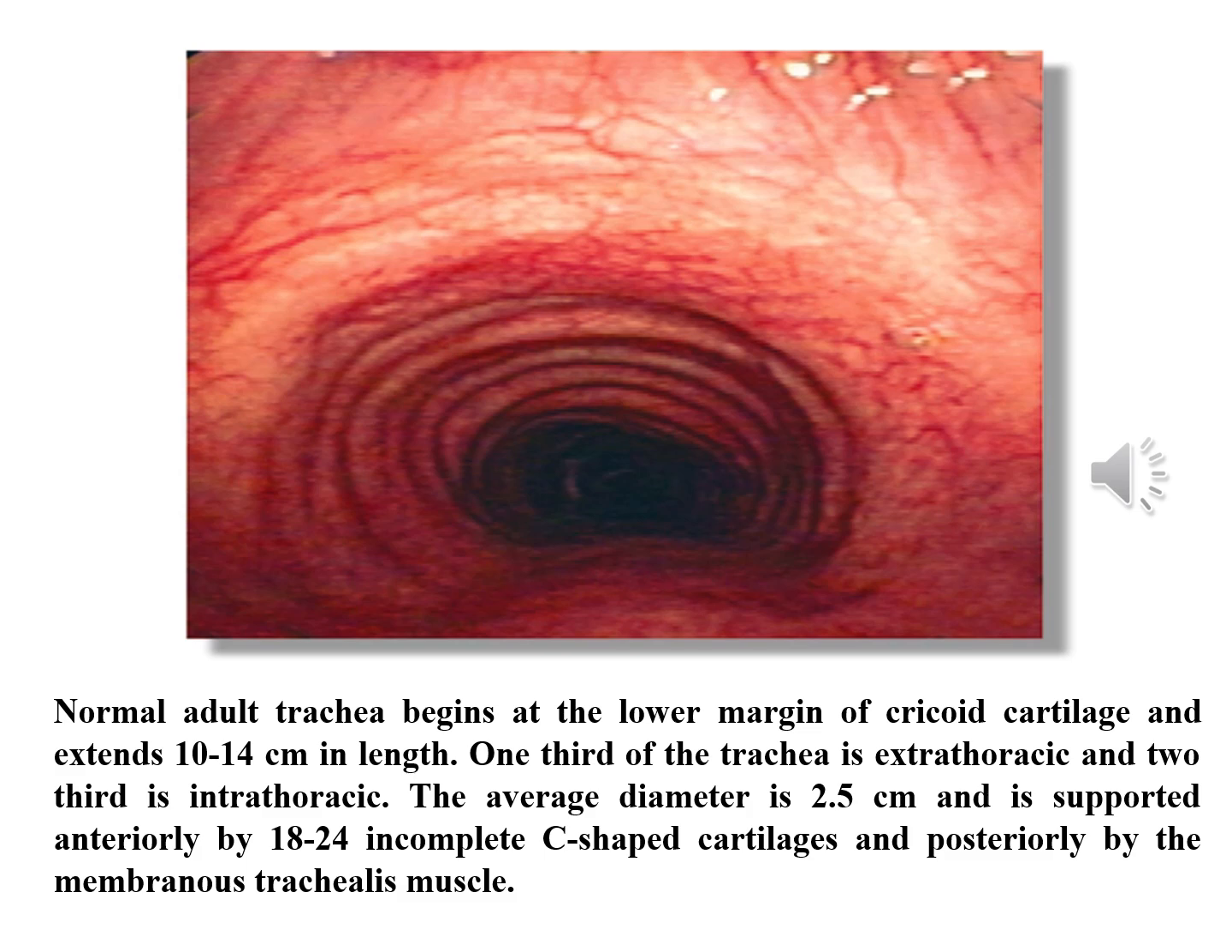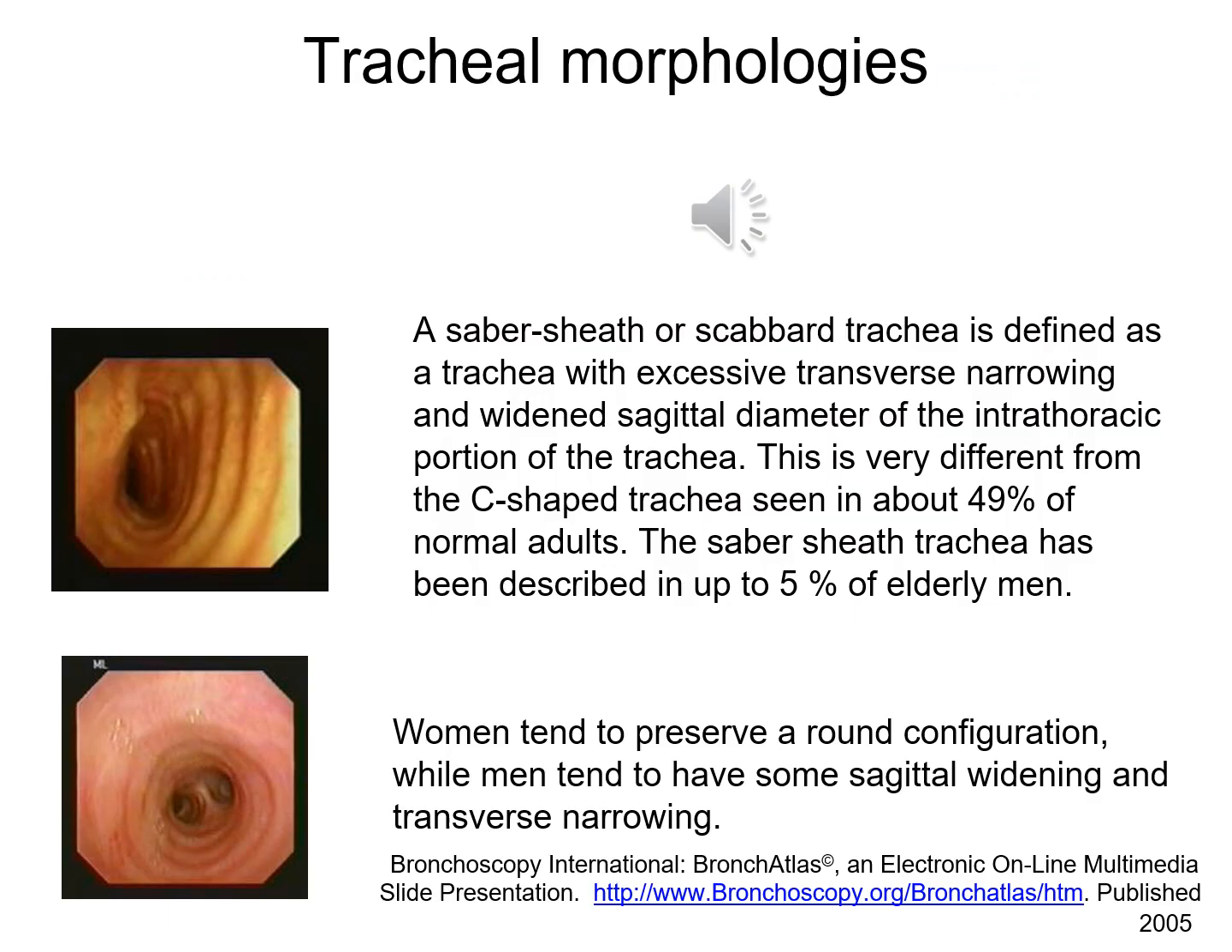the membranous trachealis muscle. Tracheal morphologies. A saber sheath or scabbard trachea is defined as a trachea with excessive transverse narrowing and widened sagittal diameter of the intrathoracic portion of the trachea. This is very different from the C-shaped trachea seen in about 49% of normal adults. The saber sheath trachea has been described in up to 5% of elderly men.